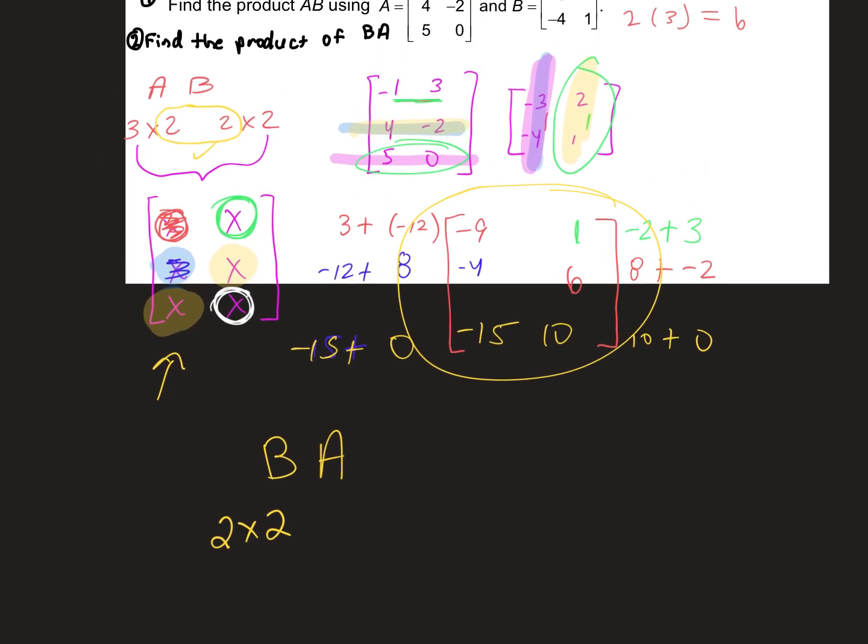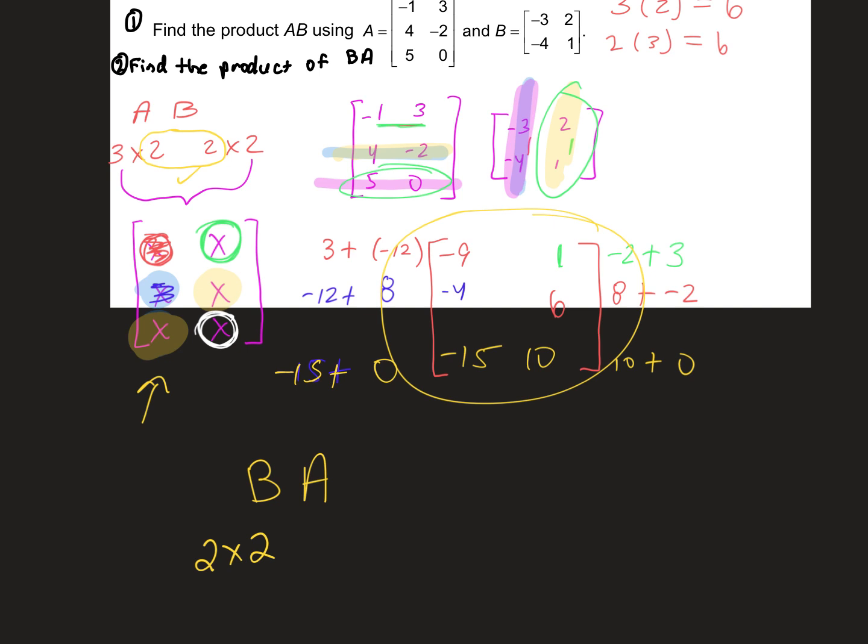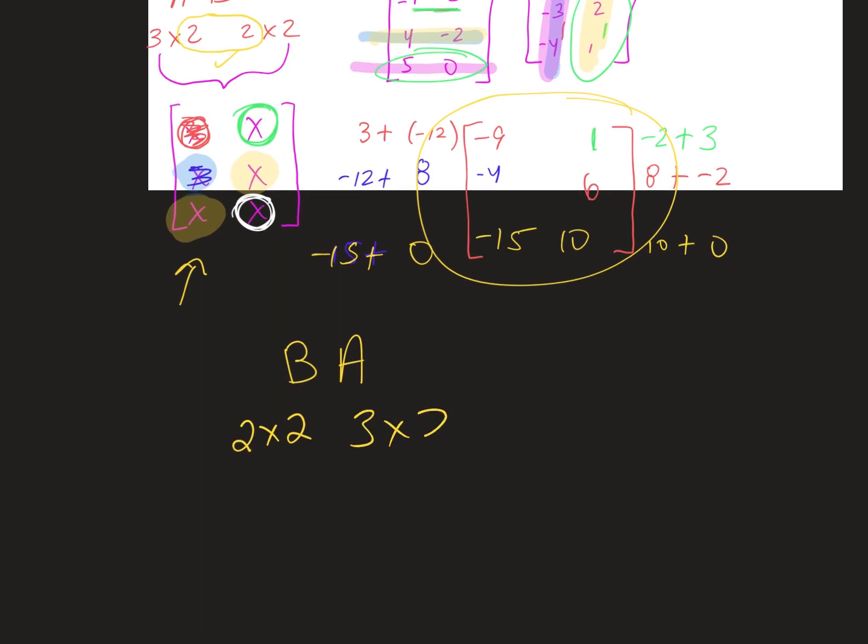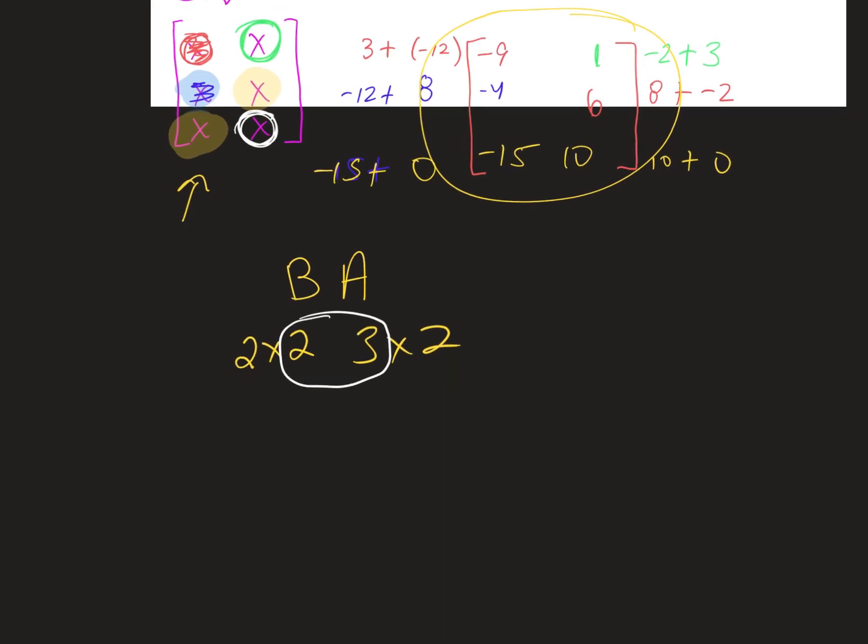And then what are the dimensions of A? It's a 3 by 2. Can I multiply these two together? No, why not? Because the inside dimensions are not the same. You would tell me in this case this is impossible.